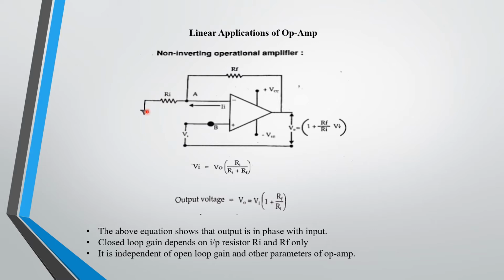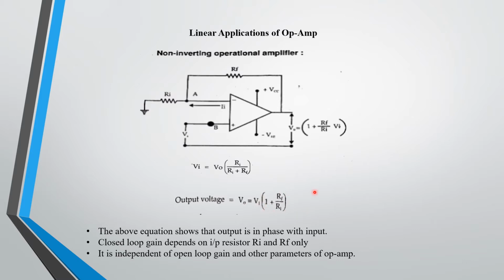To get a stable output voltage, the feedback path is closed between pin number 6 and pin number 2 with the help of resistor Rf. So the current starts flowing through the circuit. Ii will be the input current and If will be the feedback current. With the help of current or voltage, we can solve the equation, and based on that the output voltage is Vi, that is input, times (1 plus Rf upon Ri). So this is nothing but the gain of the circuit.